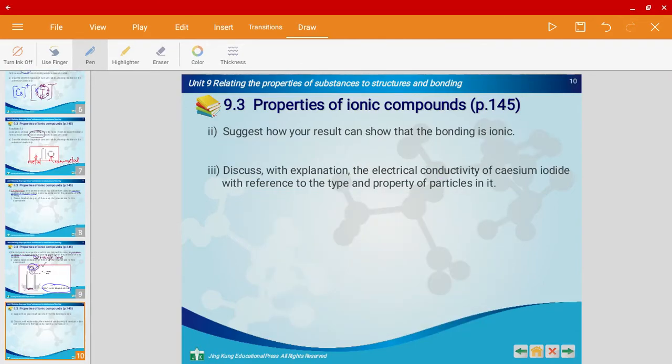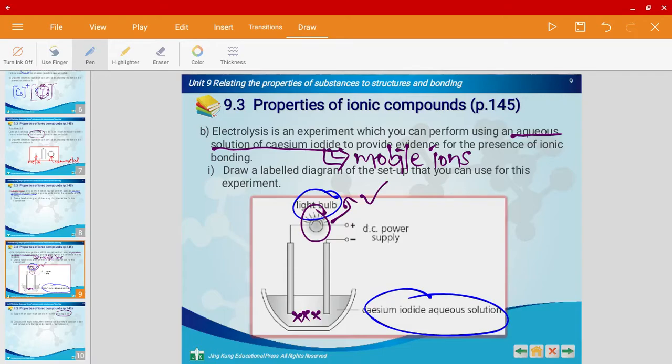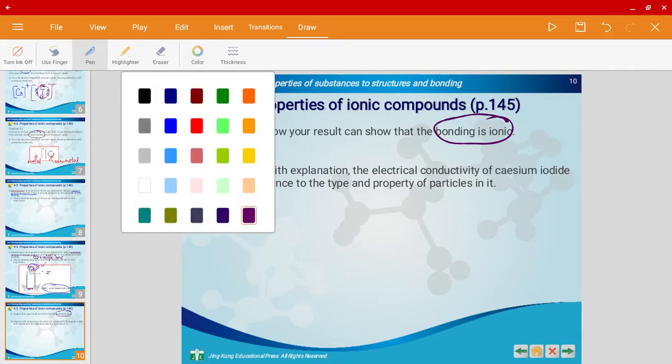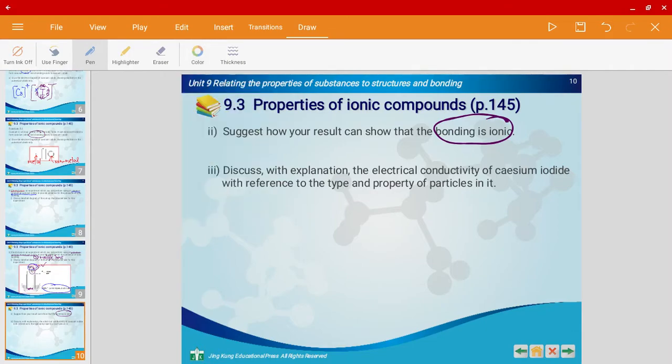Okay, let's go ahead and read. Suggest how your result can show that the bonding is ionic. So in other words, it's asking how could you show that there are presence of mobile ions. As I've just mentioned, if there are mobile ions present, the light bulb will light up. Okay, let's go ahead and write that down. The light bulb lights up.